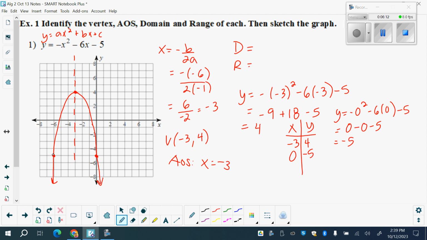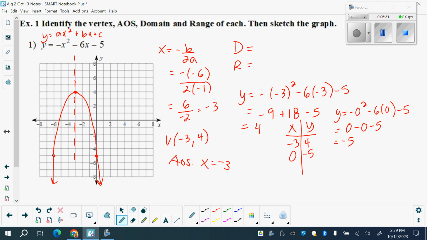So here's our graph, and then we want to find the domain and range. So back to domain and range. What domain is, X or Y? X. So we're going on the X-axis. What would our domain be here?